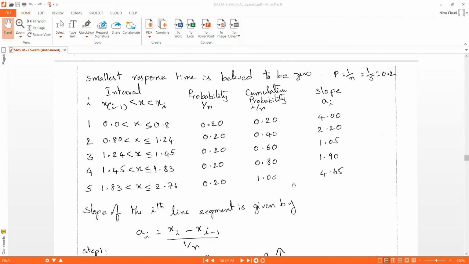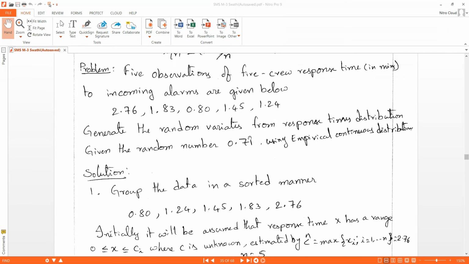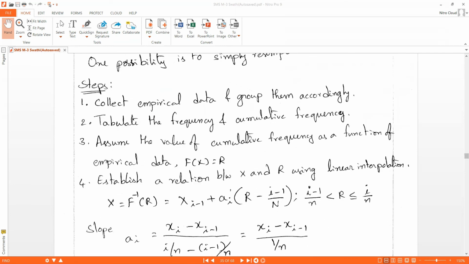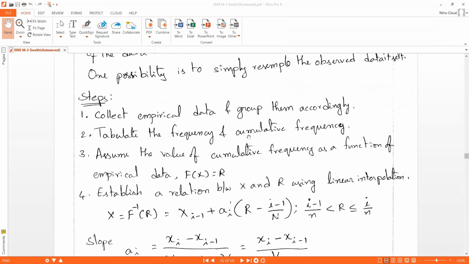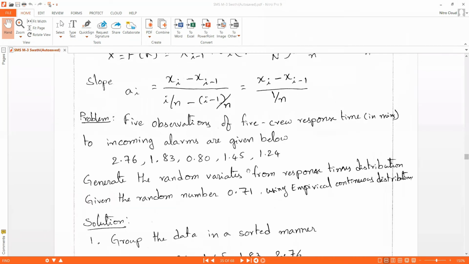Okay, next we need to tabulate it. That is, the smallest response time is believed to be 0 and maximum response time is 2.76. X value comes in between 0 and 2.76. Now we'll write the table. That is step 2, tabulate the frequency and cumulative frequency. That we will do now.